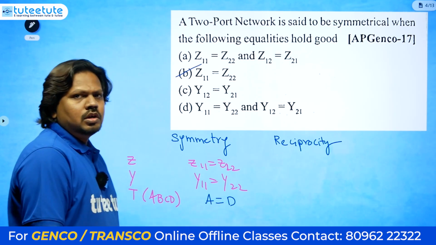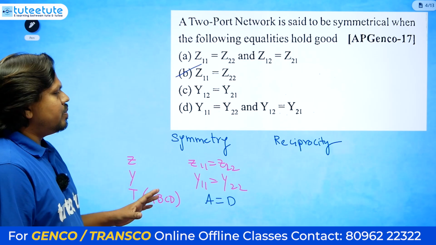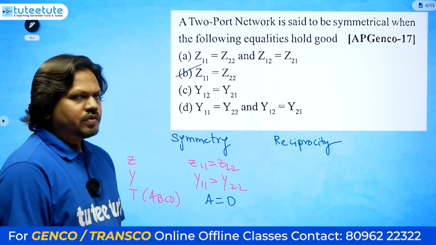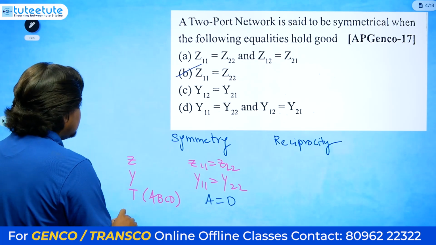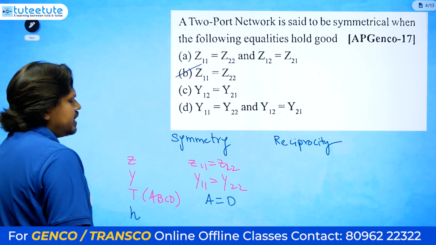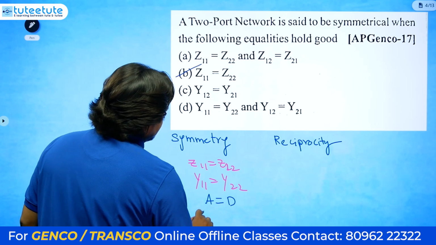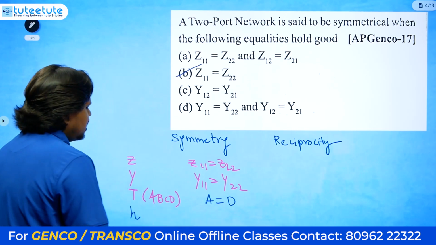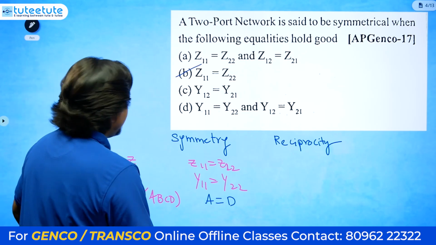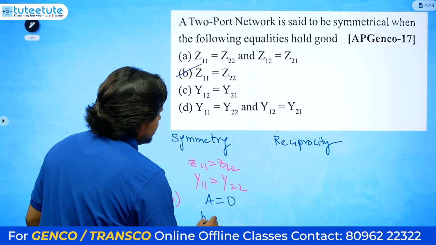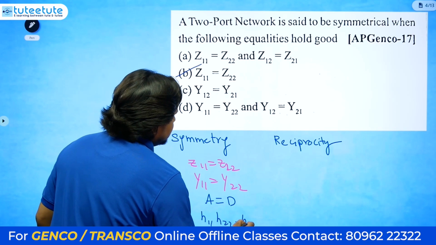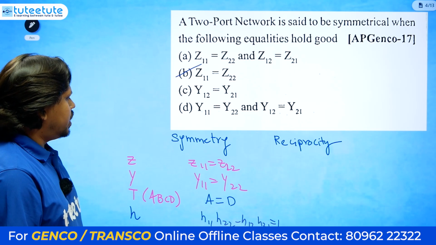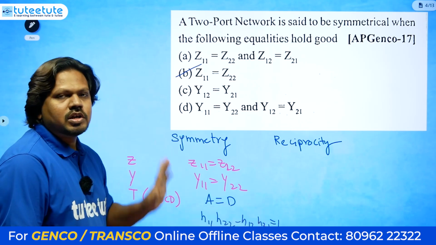Okay, so if you calculate the A parameter and D parameter and you get the same value, then that is the condition for symmetry. Similar to this, for the h parameters, the condition for symmetry is AD minus BC. Okay, so AD is different. So the condition for symmetry in the h parameters is h11 h22 minus h12 h21 equals 1. If you get this condition, then it is a symmetrical network.